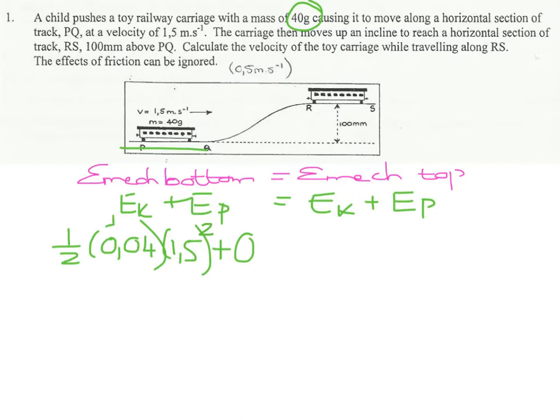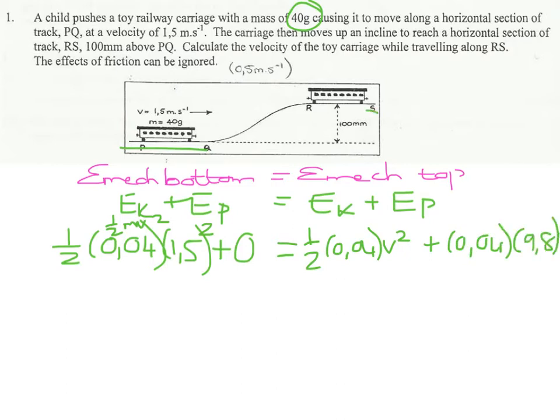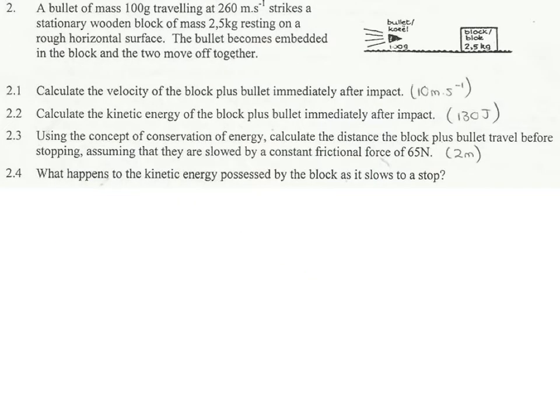Kinetic energy is a half mv squared. So you've got to square the velocity. The kinetic energy is a half, the mass 0,04, you don't know v, and it's squared. And the potential energy is 0,04, 9,8, and then we need to change this 100 millimeters into 0,1 meters. When I resolve all of that, and I don't forget to square root the v at the end, I get 0,54 meters per second.